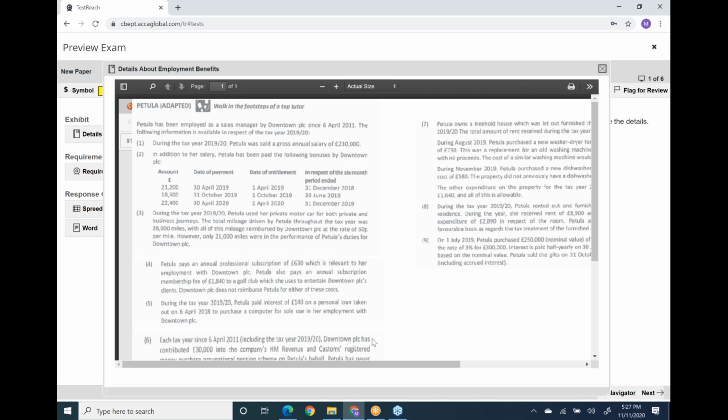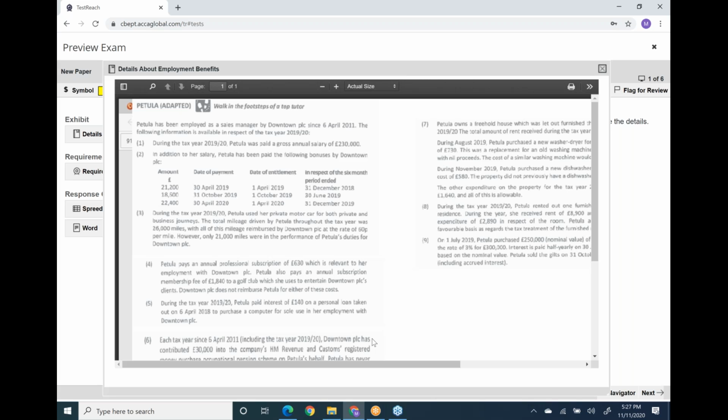Now number one, during the tax year 1920, Petula was paid a gross annual salary of 230,000. Easy scoring point. Earning from employment is the first, cash salary, employment income. This 230,000 will simply be added in the employment income PNL, and we have also done the employment income PNL today. I showed you. So this salary will simply be added there. We'll do it, don't worry.